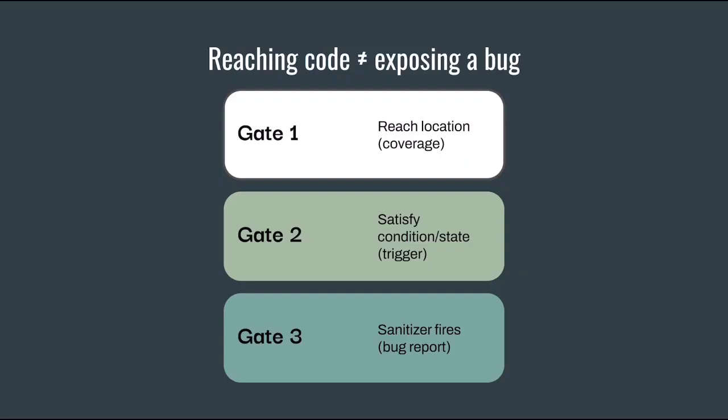Gate 1 is reach the location. This is what coverage tracks. You executed the branch, you hit the line, you traverse the control flow edge. Coverage says you made it here.